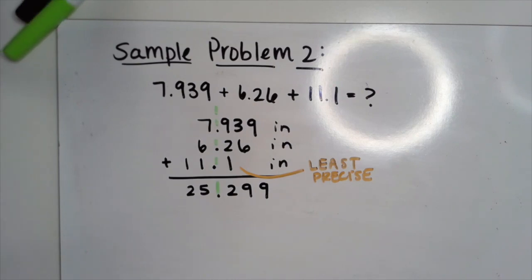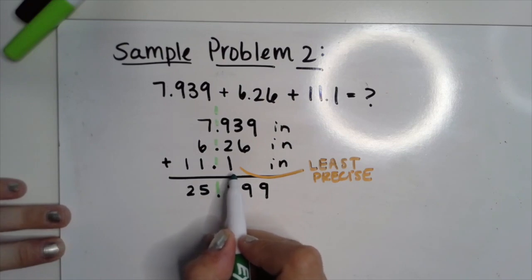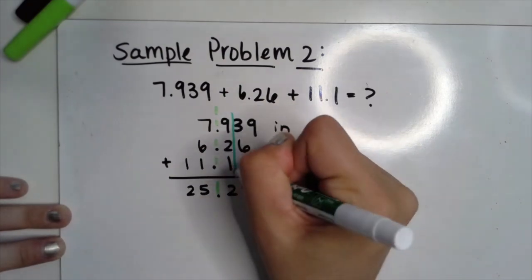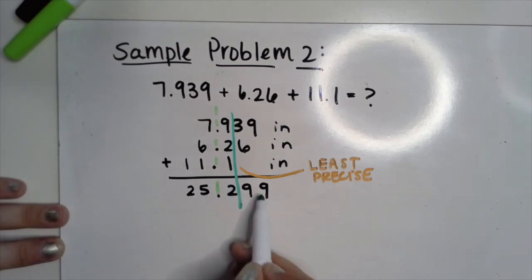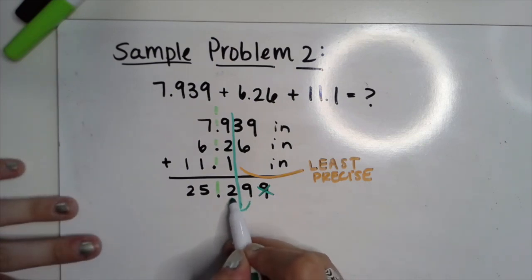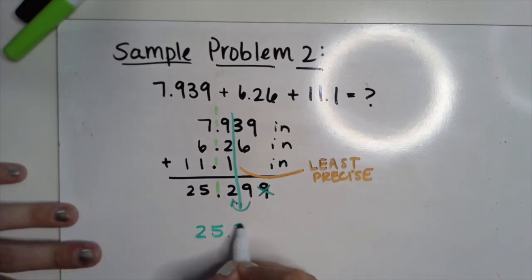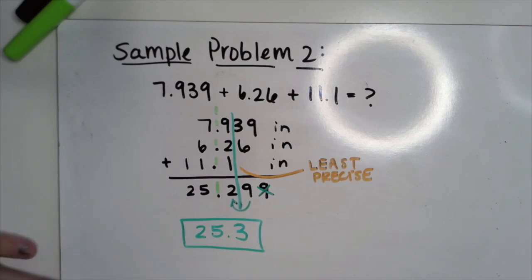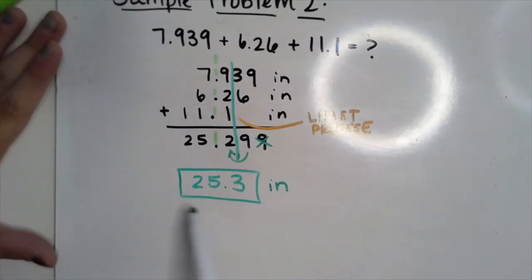Now, here's where we're going to have to round. So here's my least precise measurement that has one place after the decimal. This is where I'm going to cut my numbers off right here. So we're going to round right here. So this has one place after the decimal. Forget about that one. When you're rounding, you don't have to look that many digits out. This 9, however, is going to round that 2 up. So your final answer is going to be 25.3. And if we were doing this, it would be inches, just to not forget the units. But your sample problem doesn't have units, so it's okay. But this would be your final answer.